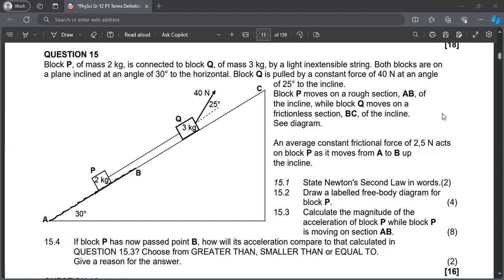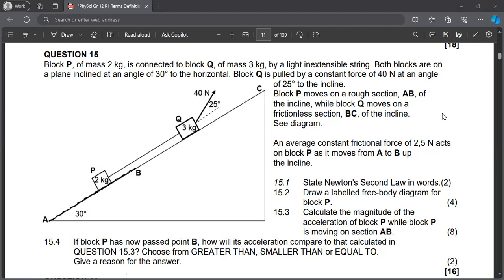Block P moves on a rough section AB of the incline, while block Q moves on a frictionless section BC of the same incline, as you can see in this nice diagram. An average constant frictional force of 2.5 newtons acts on block P as it moves from A to B up the incline. And the first question is the one I trust you with my life, that you can take care of.